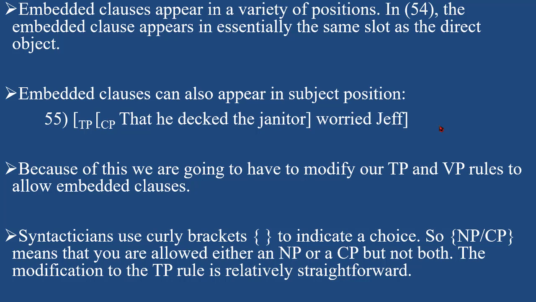So because of this, we are going to have to modify our TP and VP rules to allow embedded clauses. Syntacticians use curly brackets, as you can see, to indicate a choice. So NP and CP, that is one of them. We have a choice, one of them. Curly brackets mean that you are allowed either an NP or a CP, but not both of them. You just choose one of them.